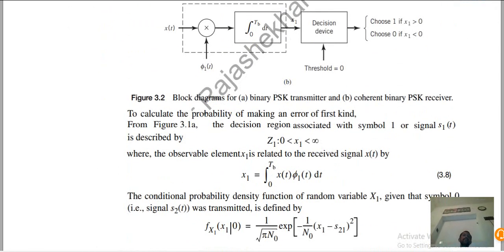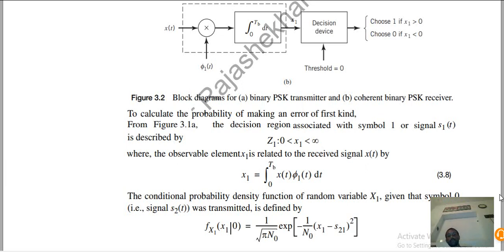So to calculate the probability of making an error of the first kind, from figure 3.1a, which we have already shown, the decision region associated with a symbol 1 or a signal S1 of t is described by the positive region, zone 1, where the observable element x1 is related to the received signal x of t by x1 equal to the square root of the integration from 0 to Tb of the received signal times the basis function phi 1 of t dt.